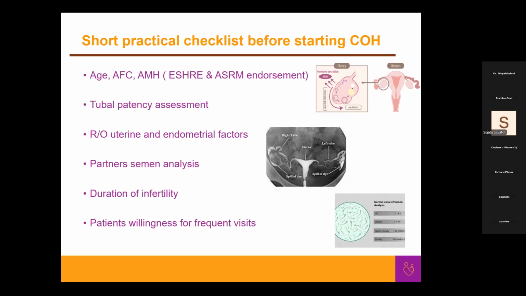The last and the most simple thing is the patient's willingness for frequent visits, because IUI cycle monitoring involves multiple visits. So before starting COH, you have to make sure that the patient is willing to follow the cycle whenever you require her to come, after 2 days, after 3 days. Before starting a stimulation, she should understand that she has to follow up very frequently at the center.